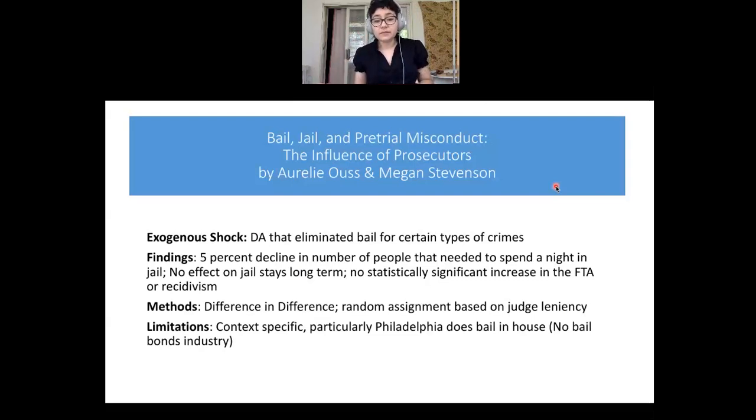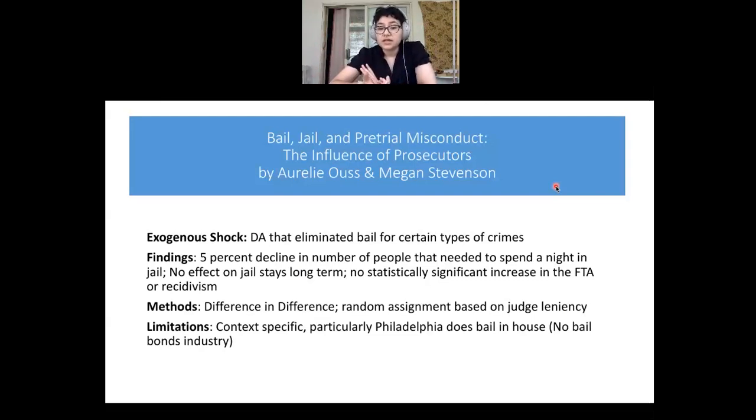And so they found that there was a 5% decline in the number of people that needed to spend a night in jail, but there was no effect on jail stays long term, and no statistically significant increase in FTA or recidivism. And the way that they created a control group, because this is a quasi-experimental design, it's not experimental. People are not randomly assigned to bail, but they are randomly assigned to judge, and the leniency of the judge is sort of how they create a control group and a not control group.